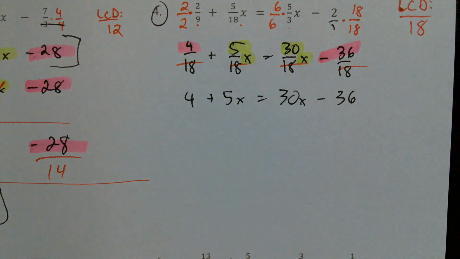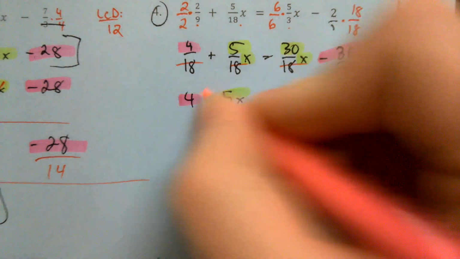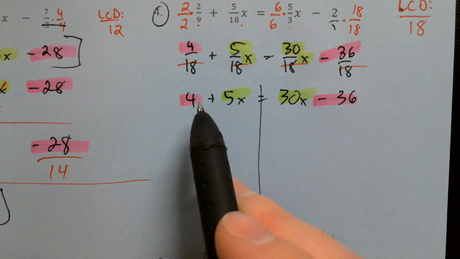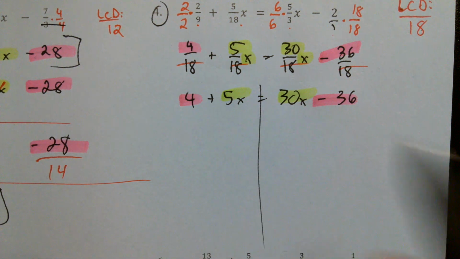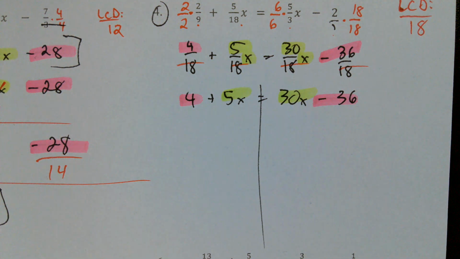And now we think back to our previous lessons. Are there any like terms we can combine on the same side here? No, we've got a yellow and a pink on the left, yellow and a pink on the right. If there are no like terms to combine, now we do our inverse operations.